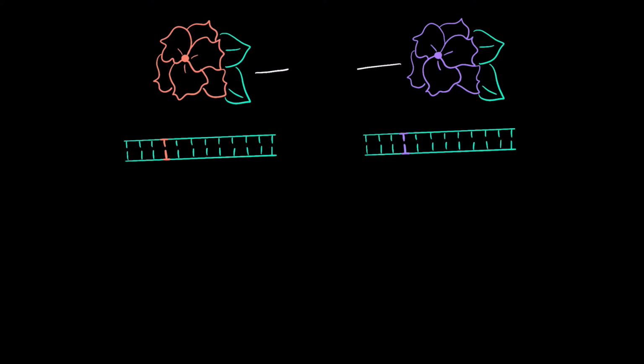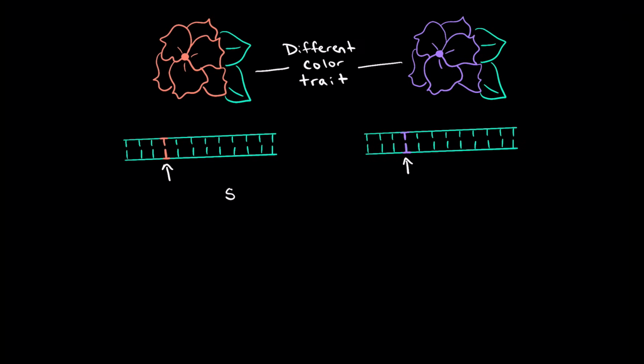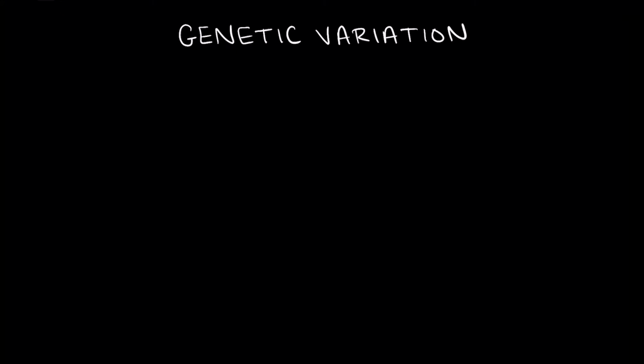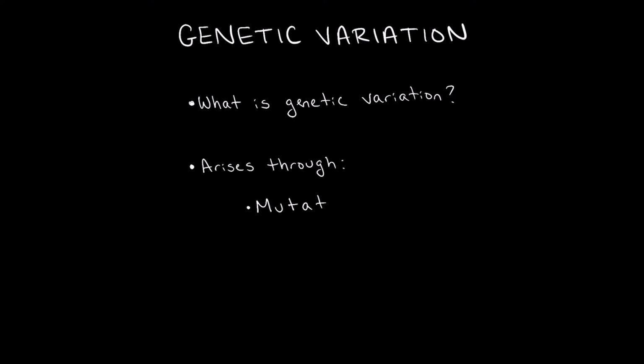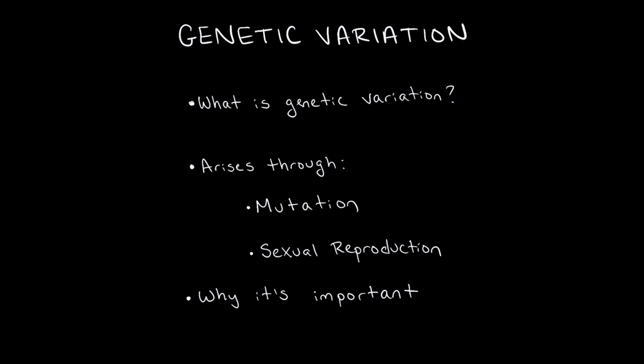Like here, these two flowers have 2 different colors. And these differences come from small DNA differences in their genomes. These genetic differences make up a population's genetic variation. In this video, we're going to talk about what genetic variation is, how it arises through mutation and sexual reproduction, and why it's important. So let's start by defining genetic variation.